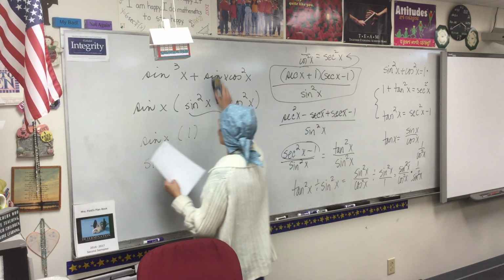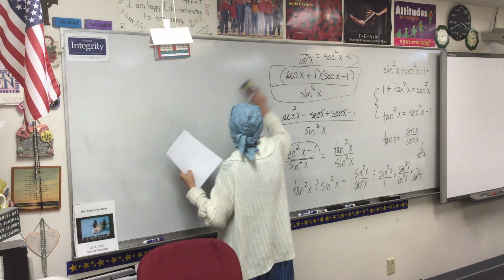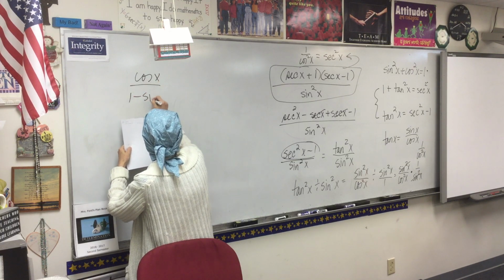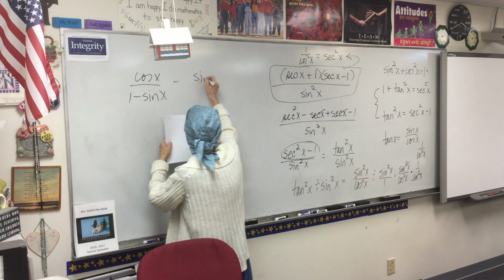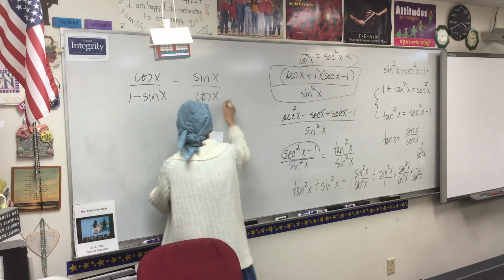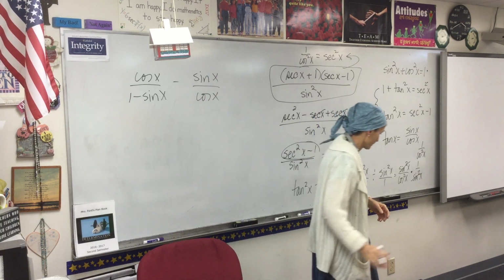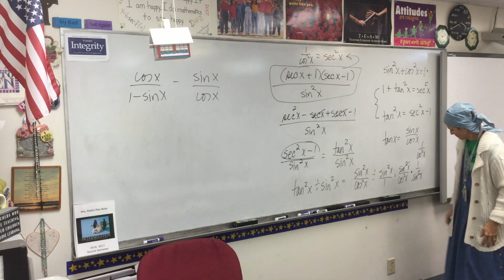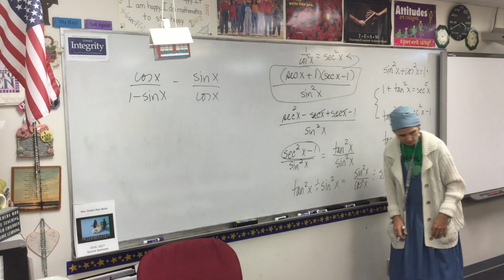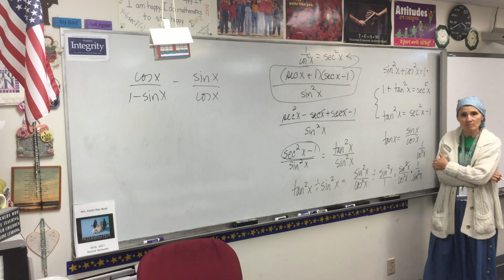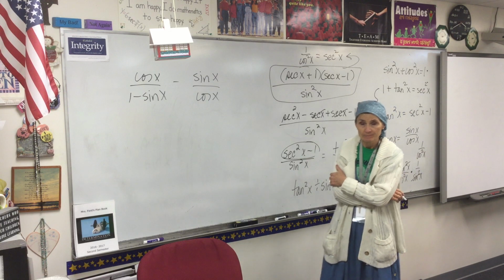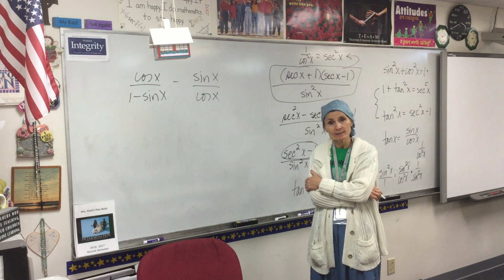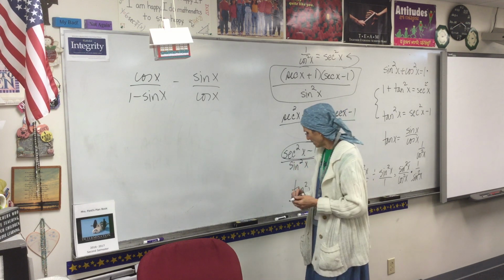All right, let's try the next one. Now, as you're looking at the problem, I want you to think about what you've got. Think about what we've got here. Don't we have two fractions subtracted from each other? And how do we handle two fractions when we're subtracting them? We get a common denominator.